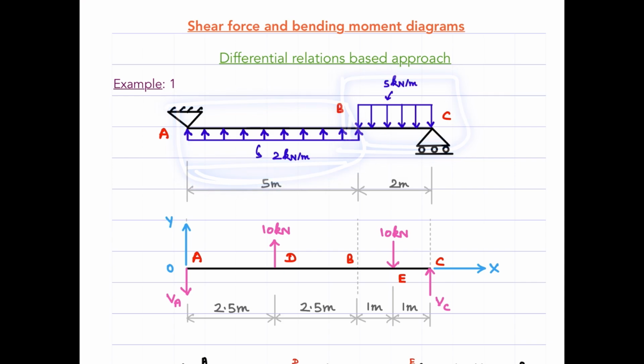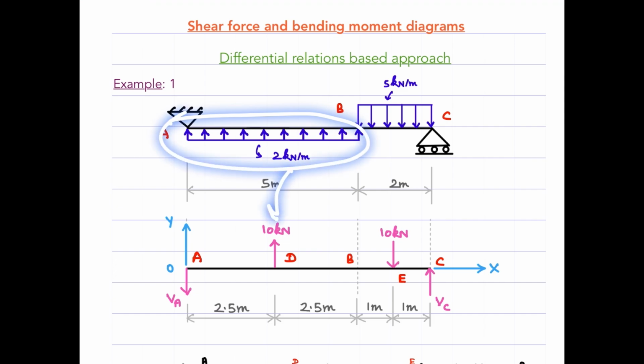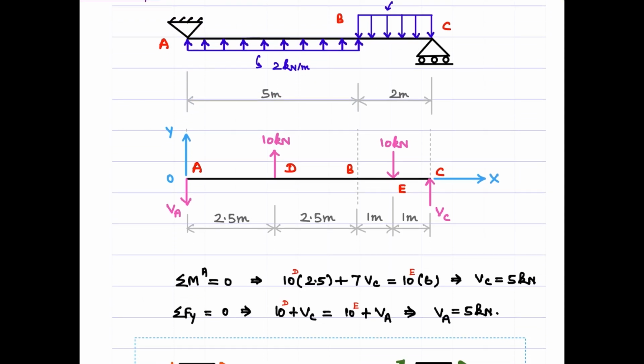The first step is to determine the reactions. Just for the sake of determining the reactions, you can replace this UDL with an equivalent concentrated load acting at the midspan. That is straightforward. One will be able to find the values of these reactions as usual, right?